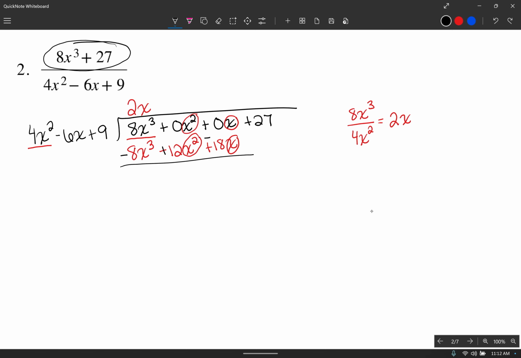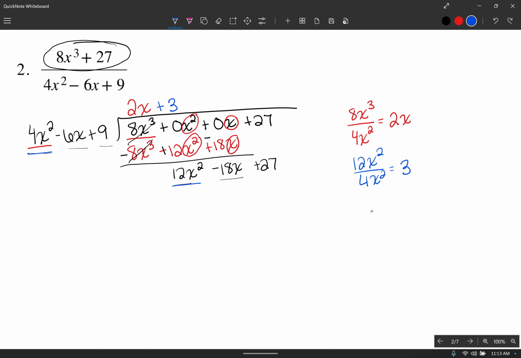So 8x to the third minus 8x to the third is 0. 0x squared plus 12x squared is 12x squared. 0 minus 18 gives me negative 18x. I have two terms, but if I want to divide again, I need to have 3 terms. So I'm going to drop the positive 27. I now have 3 terms, and I can divide again. So 12x squared divided by 4x squared gives me 3. So plus 3.